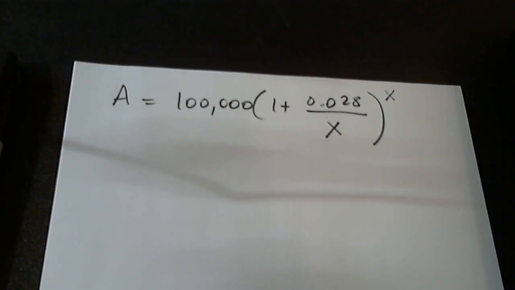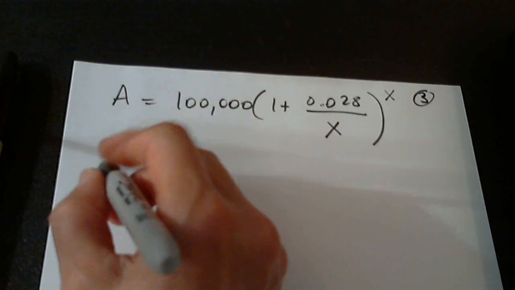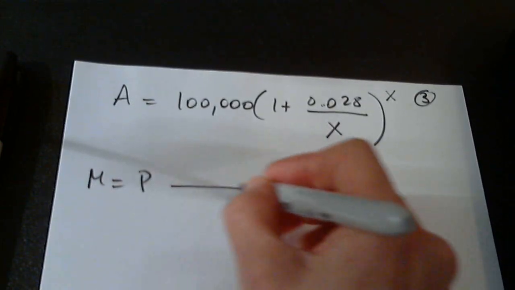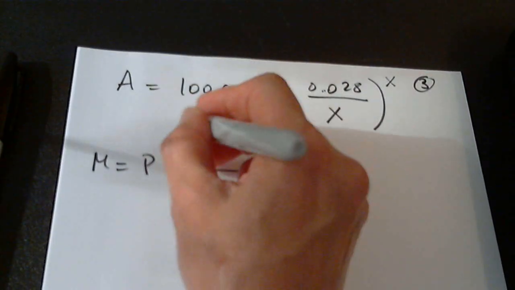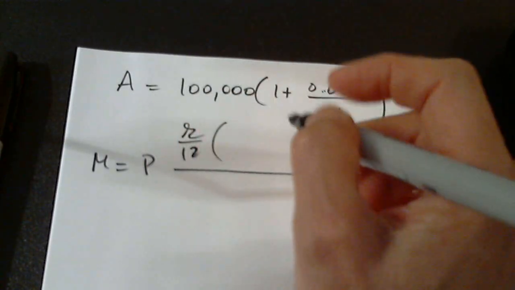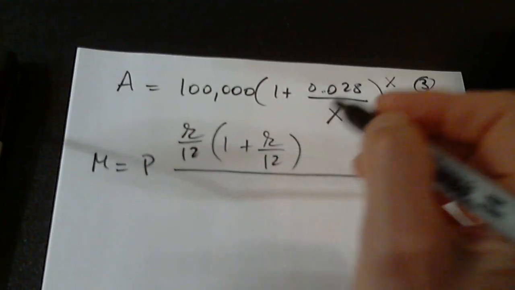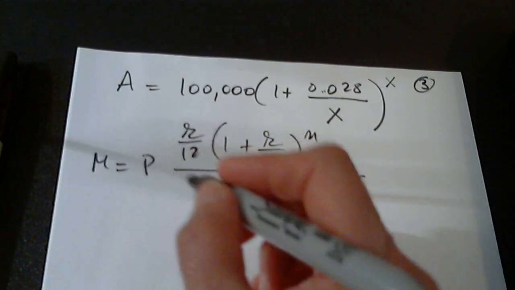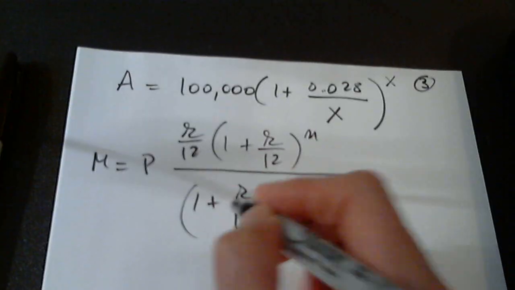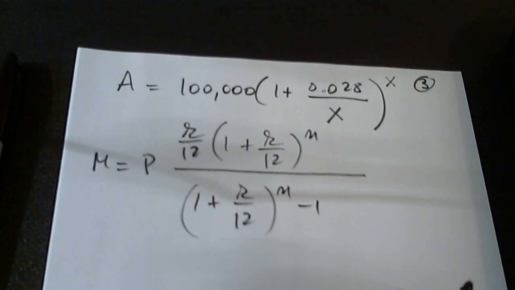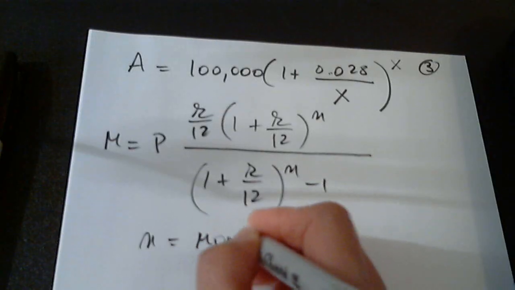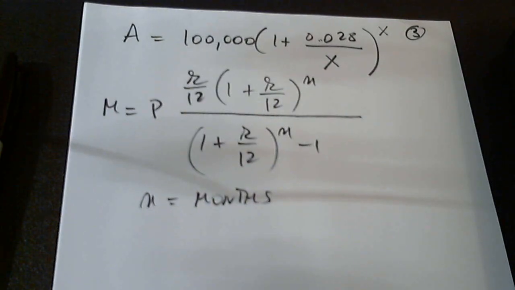So I'm going to copy the formula. This was my page 3. So M equals P. This formula has no difficulty other than entering it in the graphing calculator, but I just want to emphasize a few things. Remember, N is in months. Very important, something to remember. Okay, so let's take a look at an example.